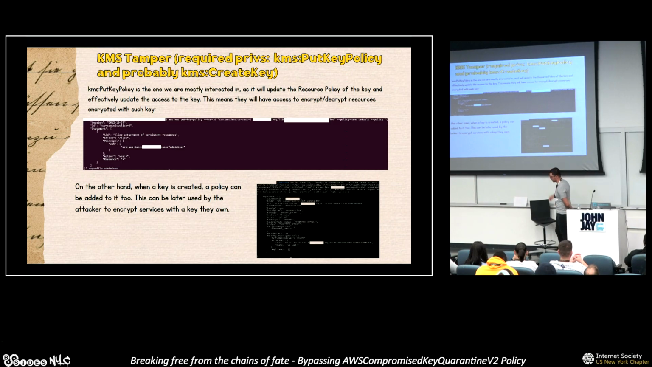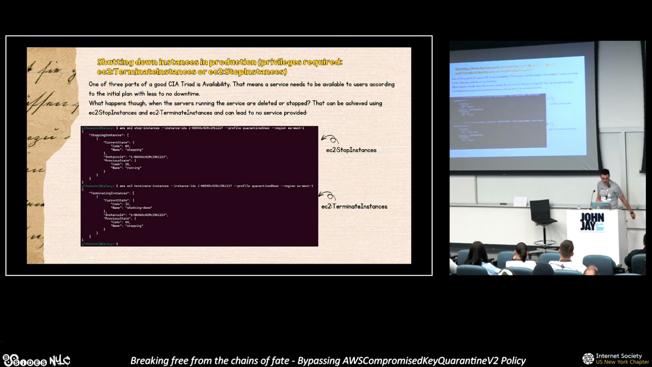One good thing about using this code, the put key policy, is that some data are currently encrypted with KMS, meaning if you get access to the key, you can decrypt that data and get access to the encrypted information. So again, something else that they do not prevent.